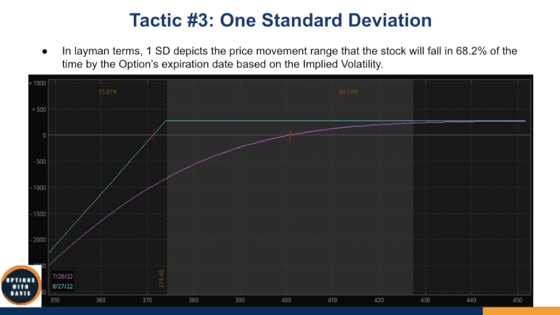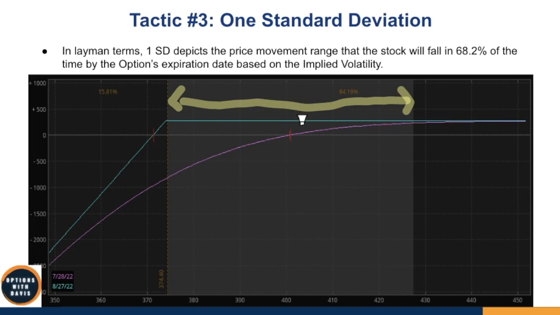So tactic number 3 is one standard deviation. I don't want to get into the very technical terms. In layman terms, one standard deviation just depicts the price movement range that the stock will be in 68.2% of the time by the options expiration date based on the implied volatility. That's quite a mouthful, but basically, if you take a look at this highlighted box down here, most of the time the underlying stock will be in between this box at the options expiration date.